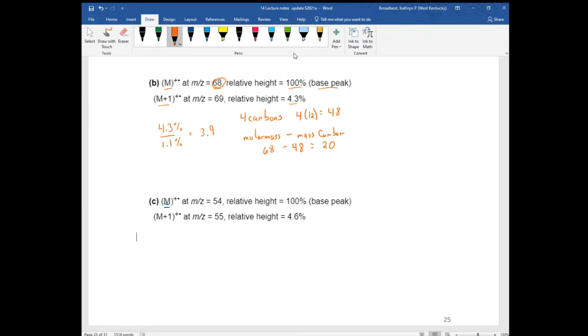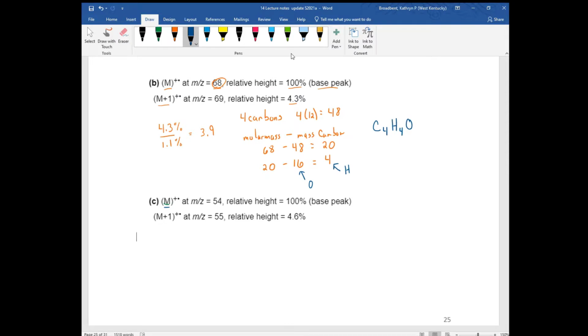20 is too many for it to be just hydrogen. We can't have 20 hydrogens parked around just 4 carbons. And it's an even number, so it's not going to be a nitrogen. The other common element that comes into play is oxygen. So let's take our 20 and subtract off an oxygen, which is a molar mass of 16, which gives us a molar mass left of 4. So I've got 4 carbons, I'm going to have 4 hydrogens, and I'm going to have an oxygen. And that is my formula.